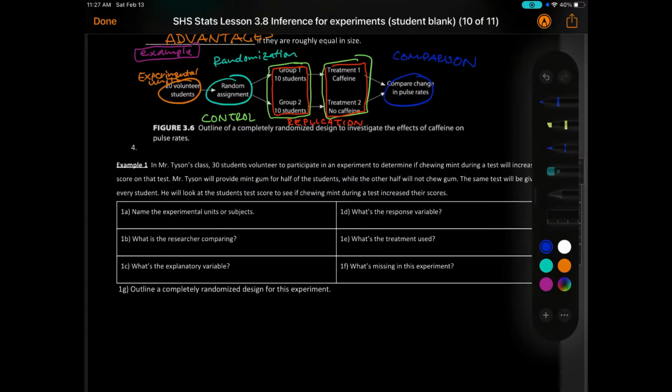Okay, I want you to go ahead and complete 1A and 1F. That should be a review. So basically fill in the box and then press play when you're ready. All right, so let's go ahead and name the experimental units or subjects. These are the volunteer students. 1B, what is the researcher comparing? Chewing mint versus no mint.